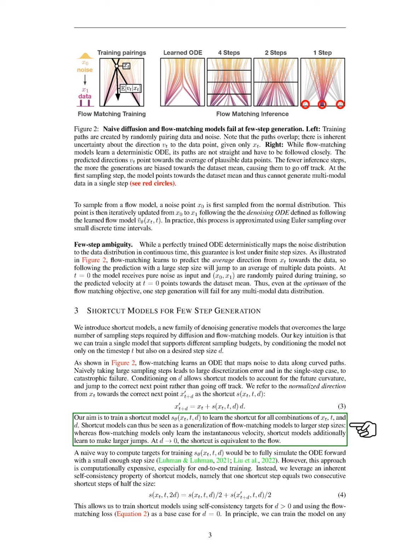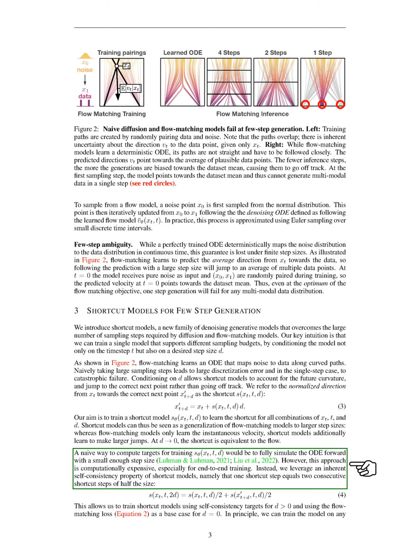We define the shortcut as the direction from the current point to the next point we want to reach. Our goal is to train a shortcut model that learns this direction for all combinations of the current point, time step, and step size. Shortcut models extend flow matching models by allowing for larger jumps. When the step size approaches 0, the shortcut aligns with the flow.